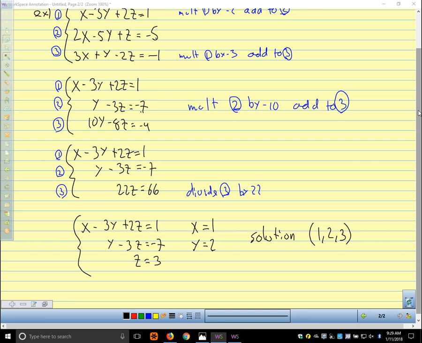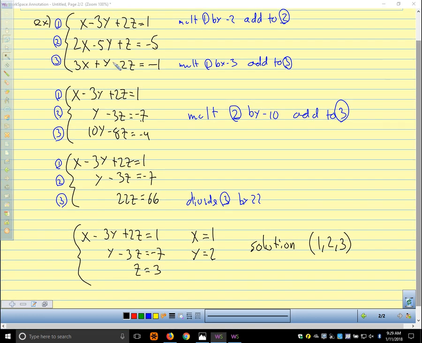And we talked last time with a 2-variable system, we're looking for where lines intersect. With a 3-variable system, we're looking for where planes intersect. These equations describe 3 planes. So this is telling us that these 3 planes would intersect in the point 1, 2, 3.